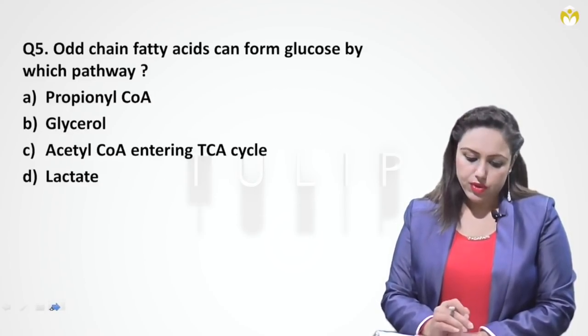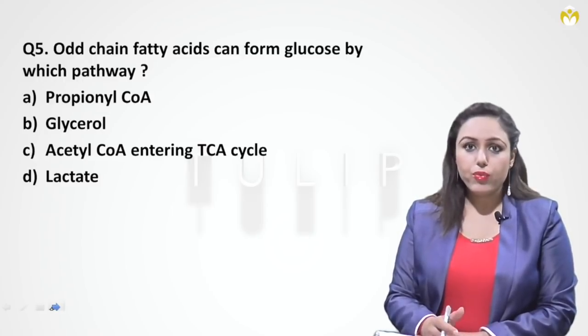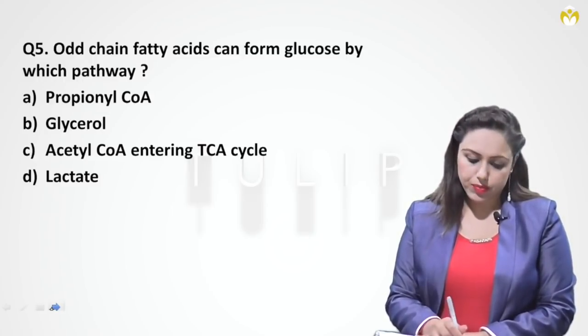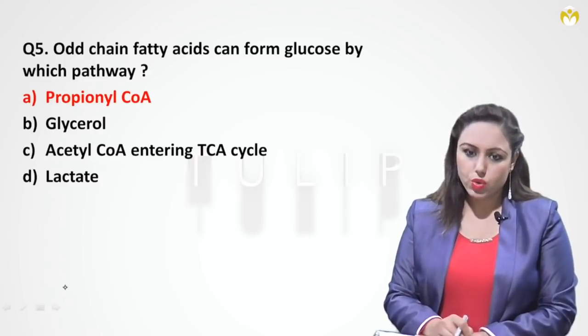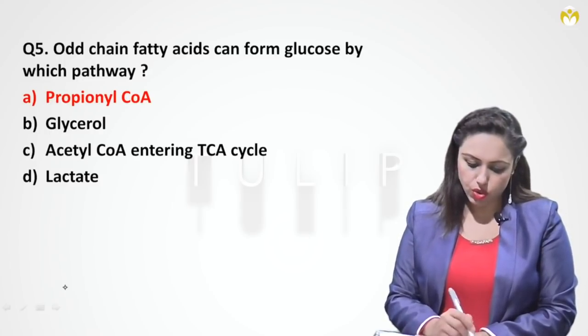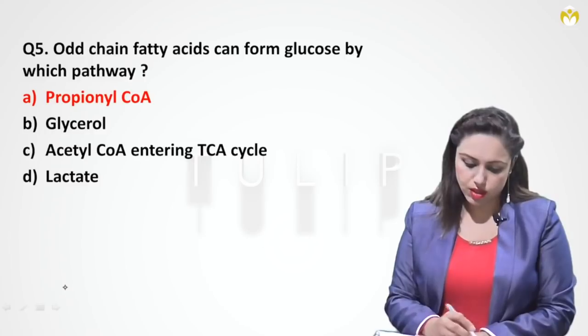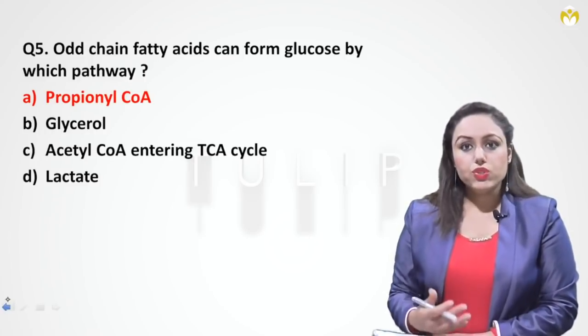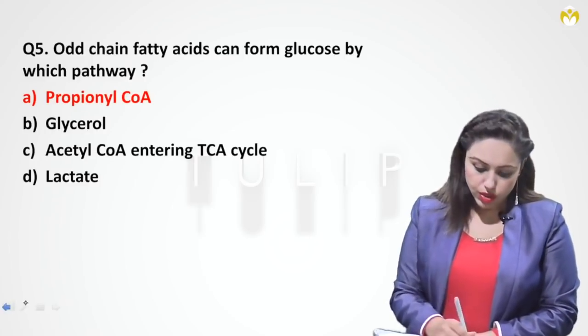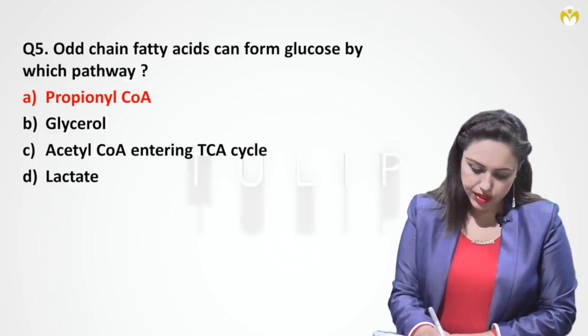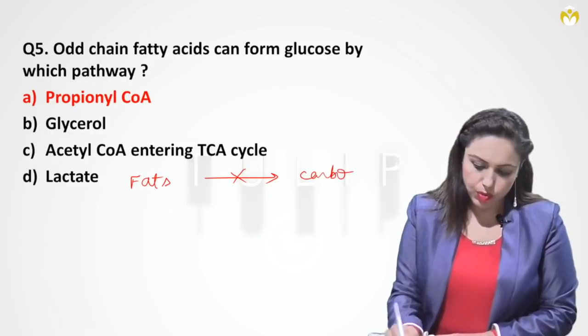Next, question number 5. Odd chain fatty acid can form glucose by which pathway? Answer is propionyl-CoA. Various other options were glycerol, acetyl-CoA entering TCA, lactate. This was a recently asked question. So let's start with basics. The basic is that fats can never be converted to carbohydrates.